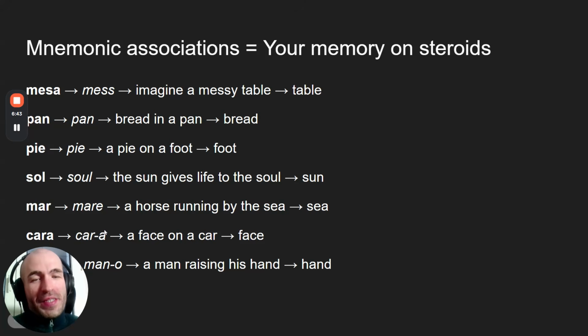Cara is face. So in that case, car. So let's say you've got a car on your face, or your car has a face on it, something like that. And the last one is mano, which is hand. Man, hand. You can come up with anything here, really, right? The more you practice, the better you get at it.